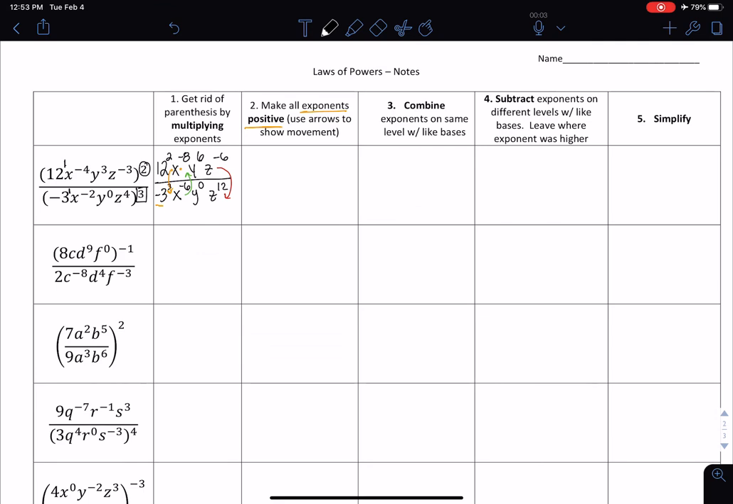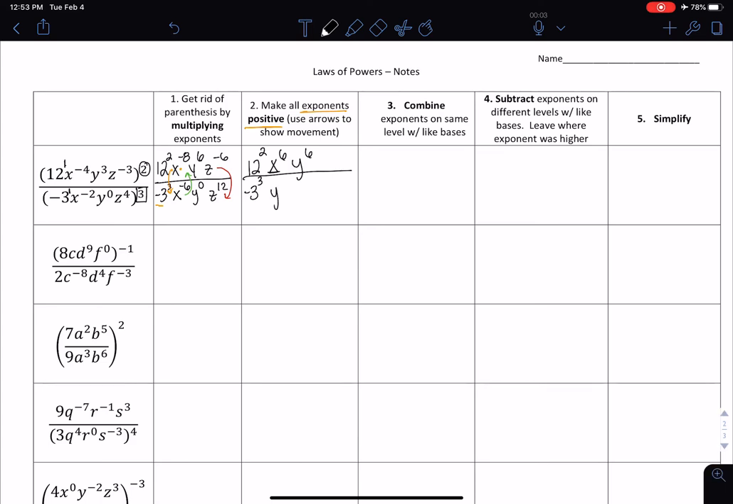All right, so now I write my final answer with all the movement. So the 12's good to stay. That 8 moved down, but the 6 moved up, the X to the 6th. The Y was good, and the Z's went down. So there's no Z's on top now. The -3 is good. I already moved that 6 up. It's right here.